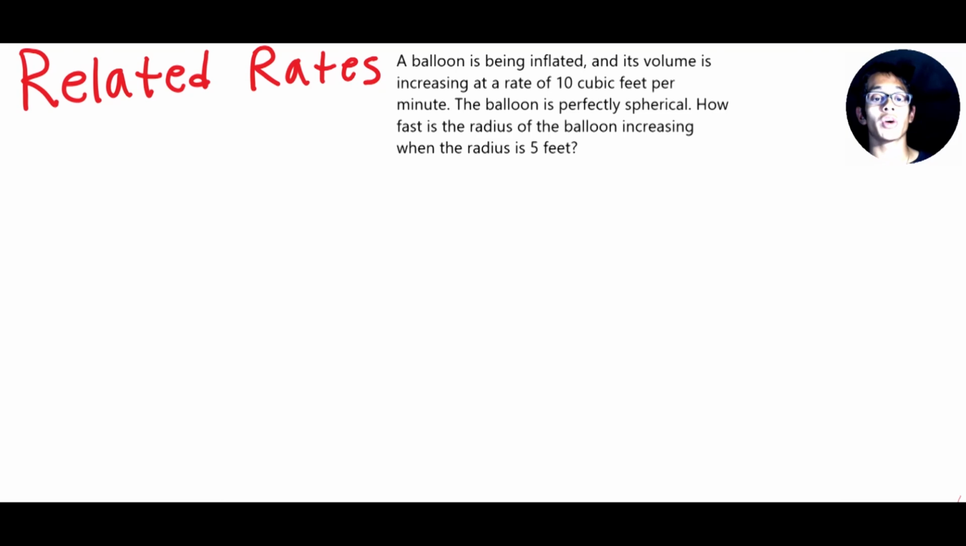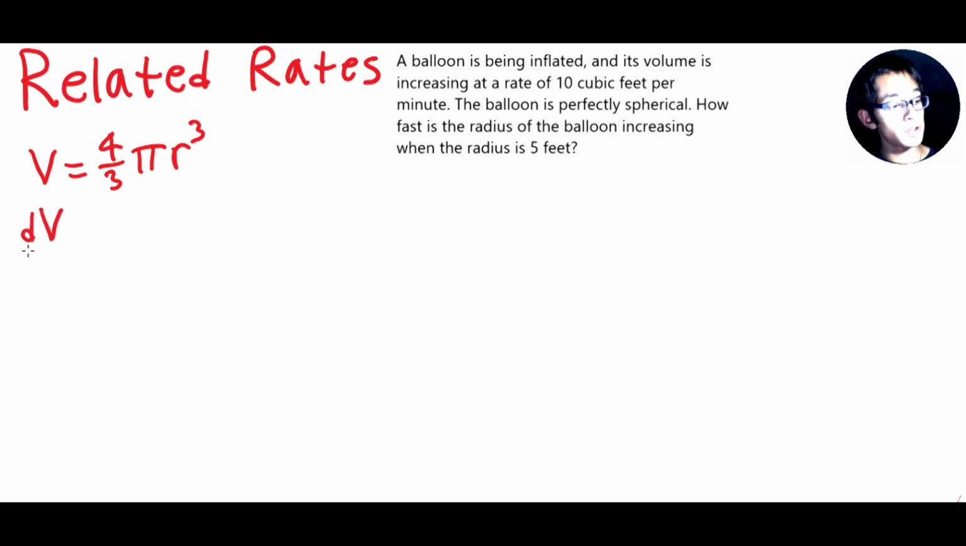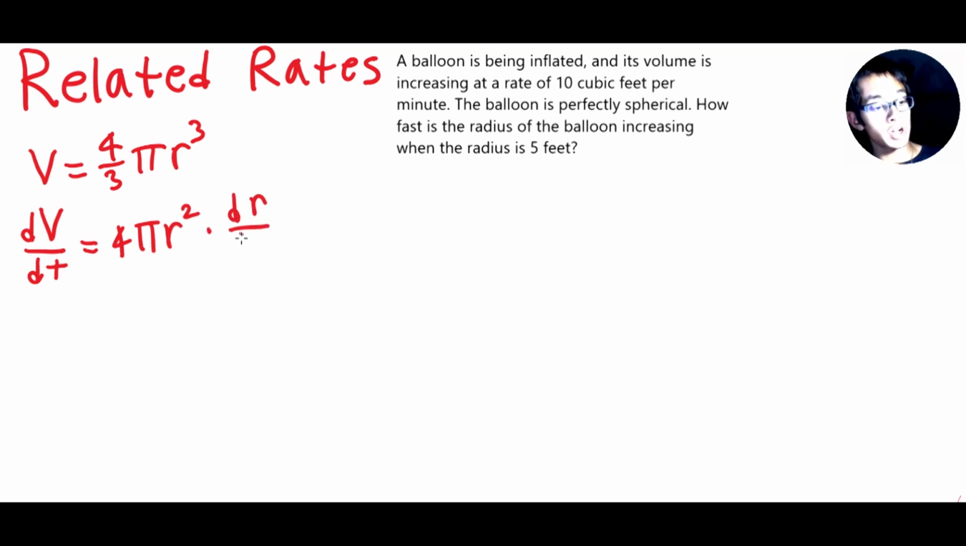First, let's start out with our equation. The equation for the volume of a sphere is volume V is equal to 4/3 pi r cubed, r being the radius. And because we're dealing with time, let's go ahead and derive this equation with respect to time and see what happens. So deriving both sides of the equation, we're going to get dV/dt, the change of volume with respect to time, is equal to 4 pi r squared times dr/dt, which is the rate of change of the radius with respect to time.